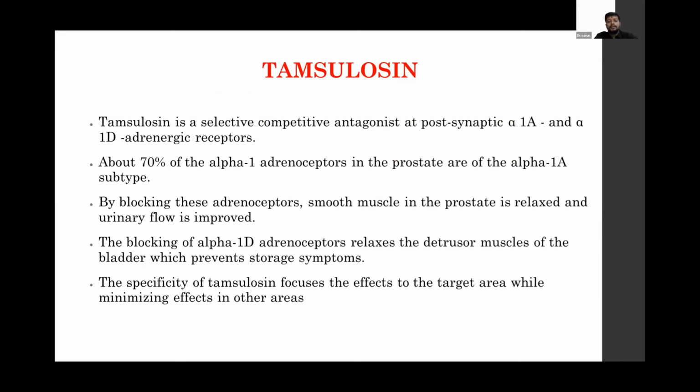Tamsulosin. Tamsulosin is a selective competitive antagonist at the postsynaptic alpha 1A and 1D adrenergic receptors. 70% of the alpha 1 adrenoreceptors in the prostate are located in the prostate area. They are alpha 1A subtype. And by blocking this adrenoreceptor, the smooth muscle in the prostate is relaxed and urinary flow is improved. And blocking of the alpha 1D adrenoreceptor relaxes the detrusor muscle of the bladder, so it prevents the storage symptoms. Specificity of tamsulosin focuses the effect on the target area while minimizing effects in other areas.